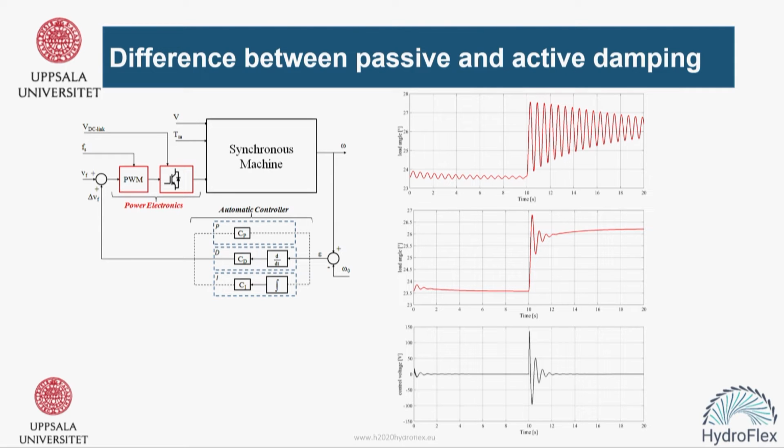What do we do here? Well, it's the field voltage that we control. Here you see how the field voltage should be controlled during this transient. So that gives you an overview of some of the results that have come out of the Hydroflex project.